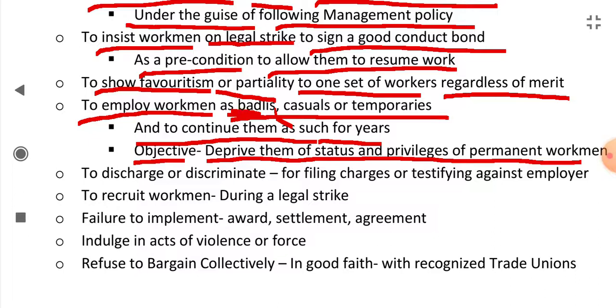Okay, that person who is appointed now, he's called badli. So to employ badlis and temporaries and casuals and to continue with them for years so that they do not get the status and privileges of permanent workmen. This is unfair labor practice.